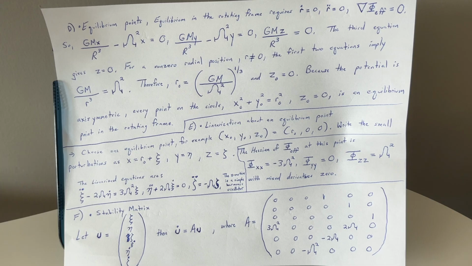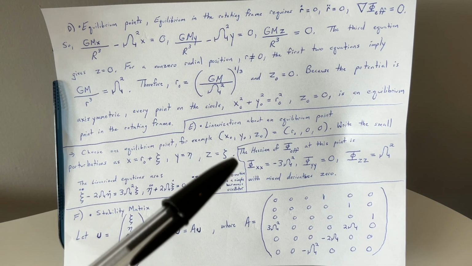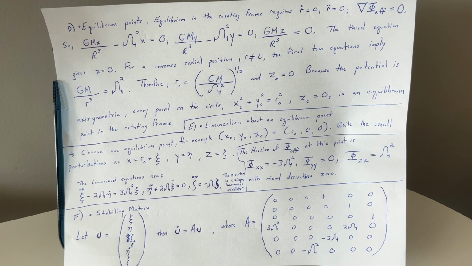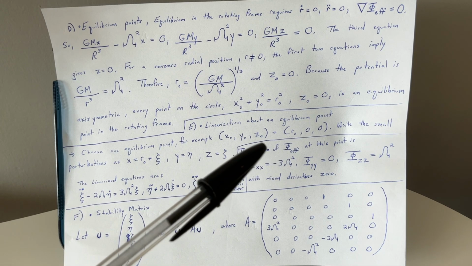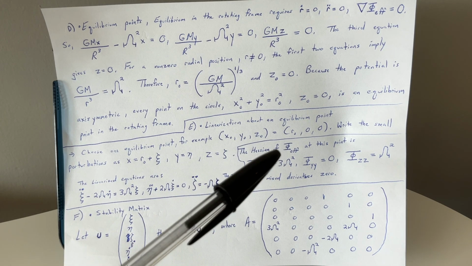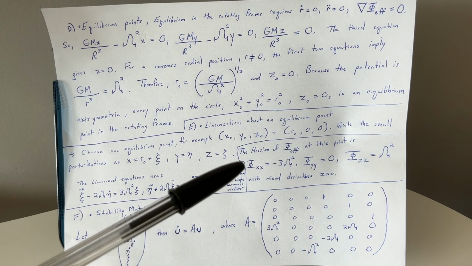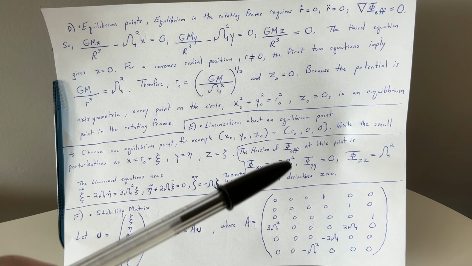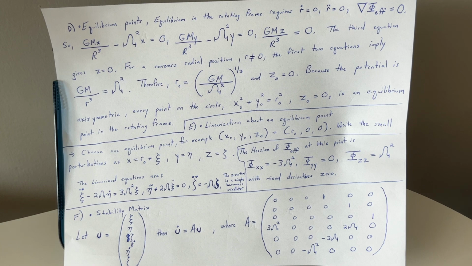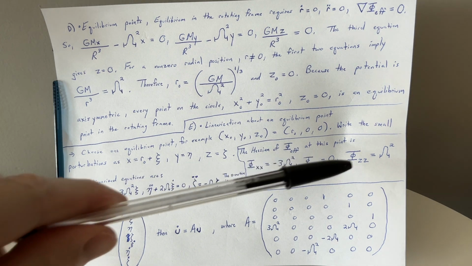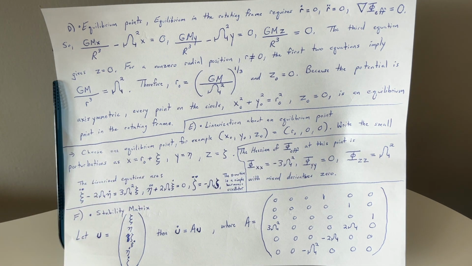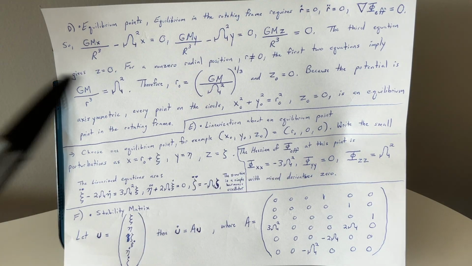So what we have here also is the Hessian. The Hessian of phi sub EFF at this point is phi sub XX equals negative 3 omega squared, phi sub YY equals 0, and phi sub ZZ equals omega squared, and the mixed derivatives are 0.